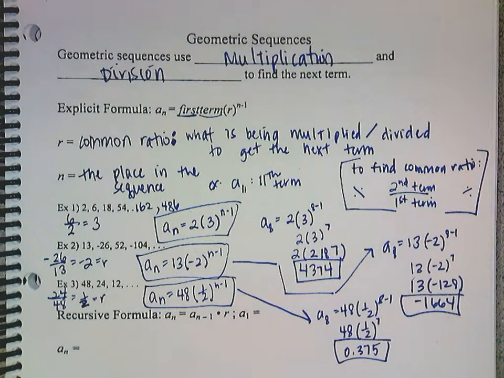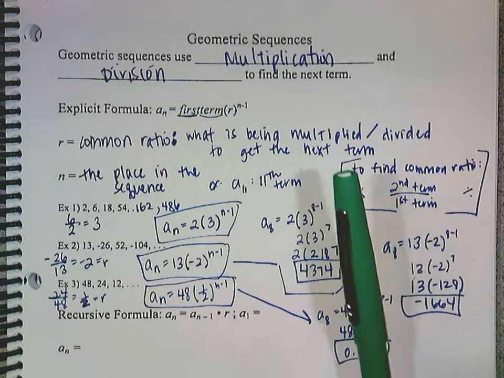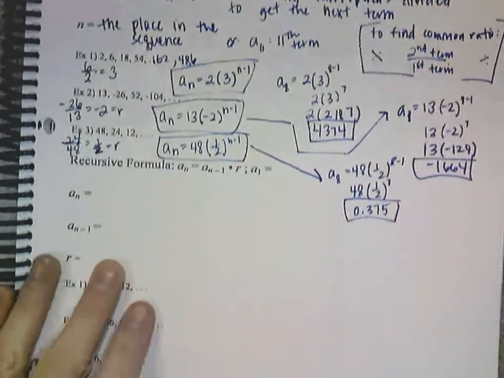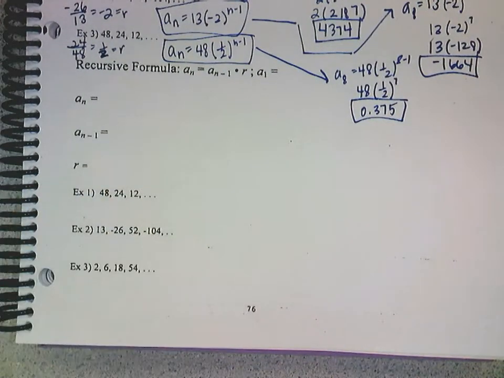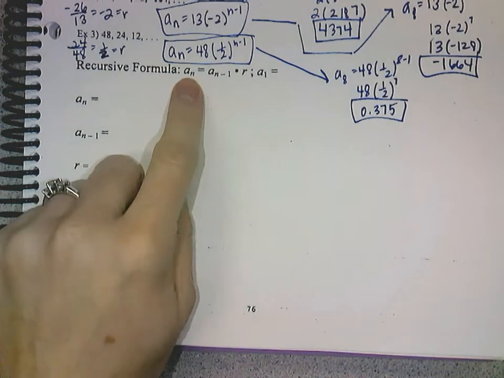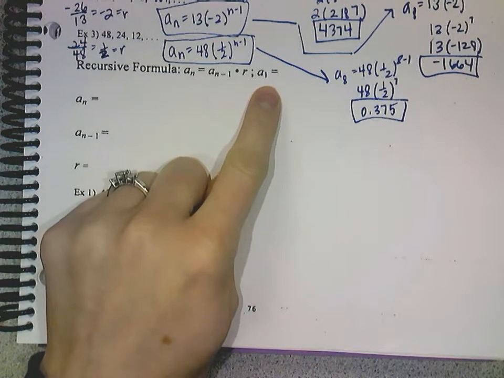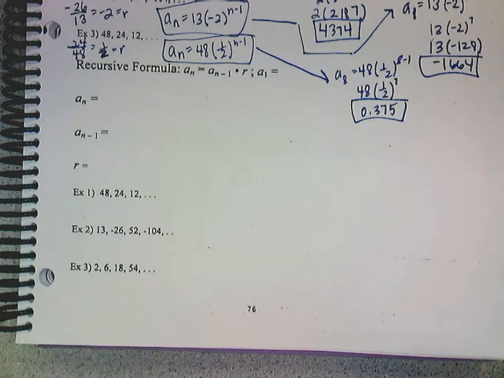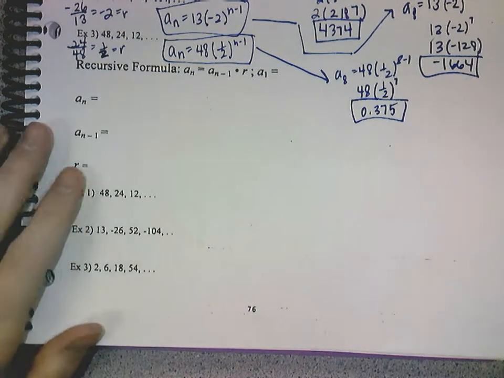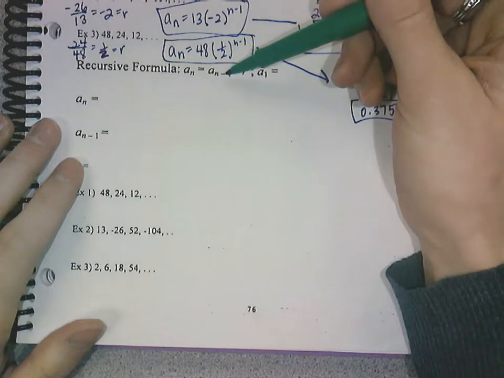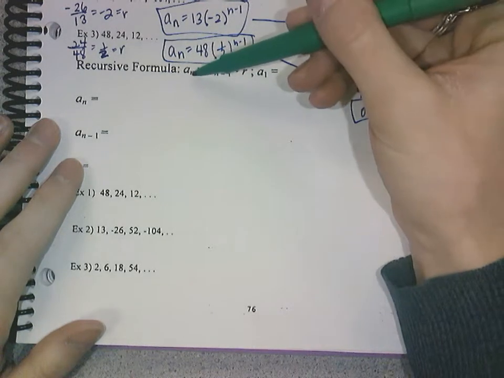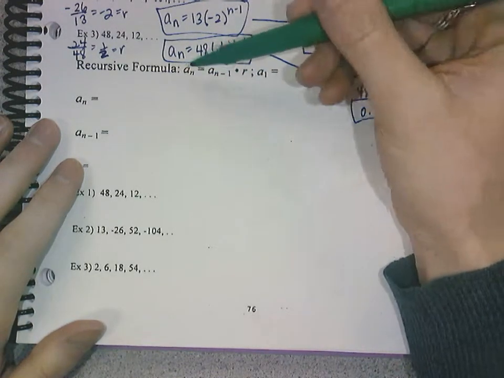Alright guys, so we've done geometric sequences with the explicit formula, so now we're going to talk about the recursive formula. So the recursive formula is a sub n equals a sub n minus 1 times r. Then we need to write down what our first term is, or a sub 1. Alright, so n minus 1 just means whatever our n is, but the one before that.